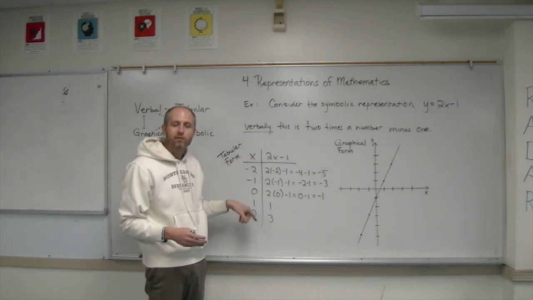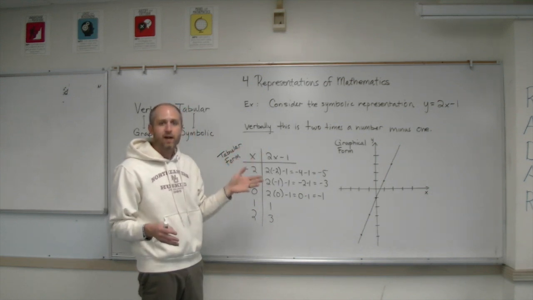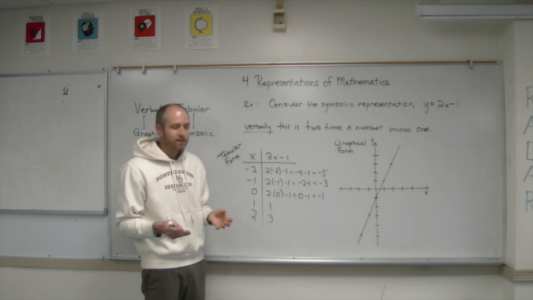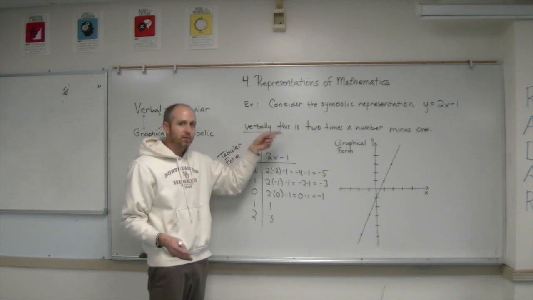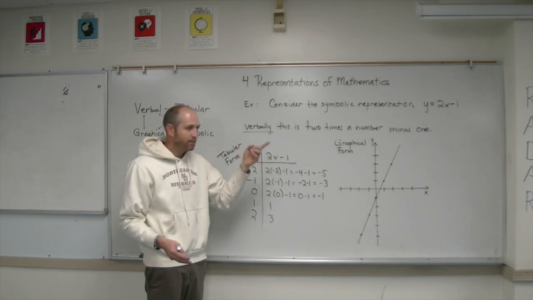Okay? One thing I do want you to notice about this table, though, is that this is not all possibilities of inputs that you can put into that function. If the domain isn't specified in a function, then what that means is that it's assumed to be all real numbers. So this table is only showing a small sample of the numbers that you could actually put into that function, because really there's an infinite number of numbers that you can put into that function.